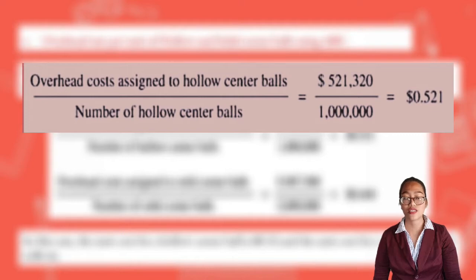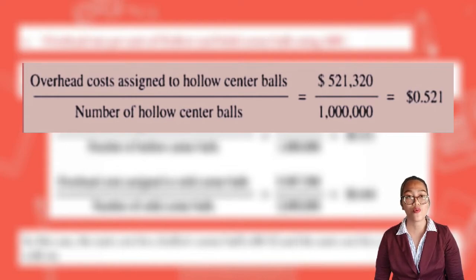So the overhead cost assigned to hollow center balls was equal to $521,320 divided by 1 million as the number of hollow center balls produced, which equals $0.521. This 1 million as the number of hollow center balls produced was already given in the problem.